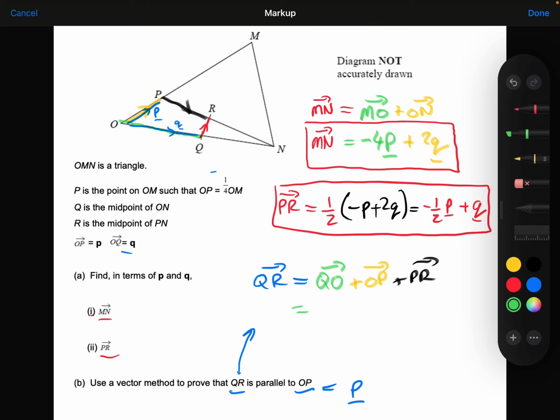The Q to O, I can see that's the same, but in the opposite direction to Q. So minus Q. O to P, that's the same as the vector P in the same direction. And the vector P to R, well, we worked that out a moment ago, so I'm just going to use that answer.